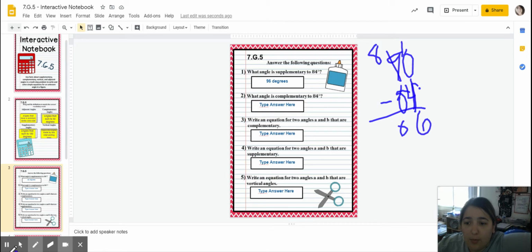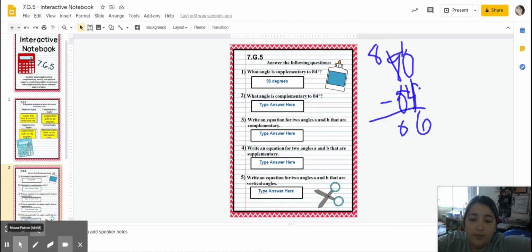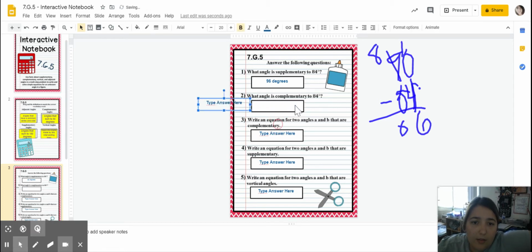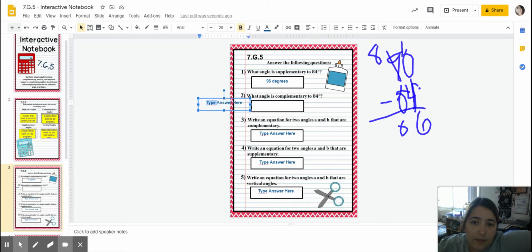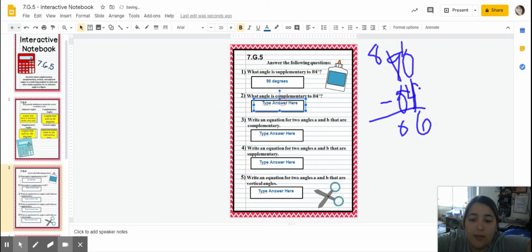So we can go ahead and write in here 6 degrees. Well, that's not where I wanted to go. And then we're just going to put 6 degrees.